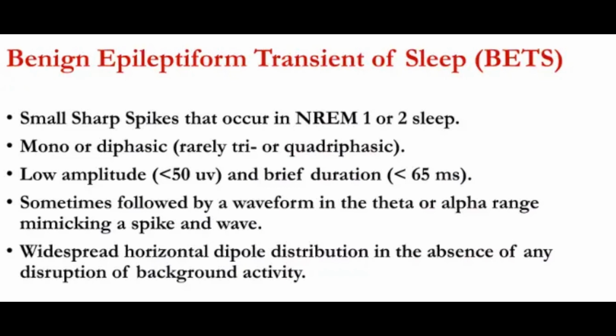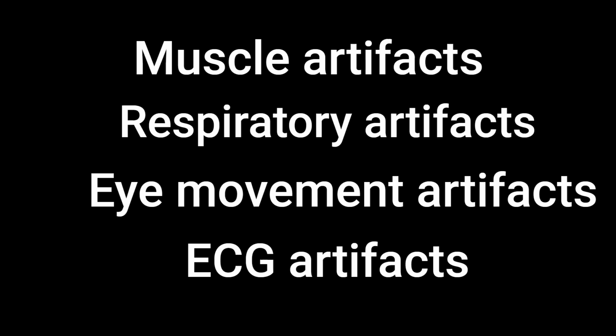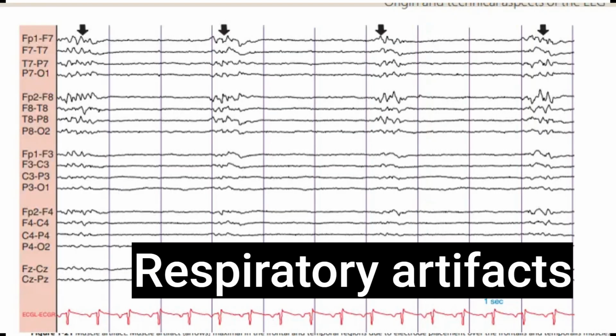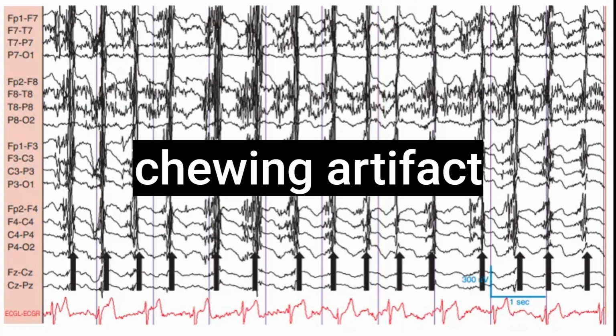So we've talked about normal rhythms and benign findings, but then there's this whole other world of what we call artifacts, which are basically non-brain signals that can contaminate the EEG. It's like noise mixed in. It's like trying to listen to a podcast when there's a lot of background noise. And it can make it really tricky to interpret the EEG.